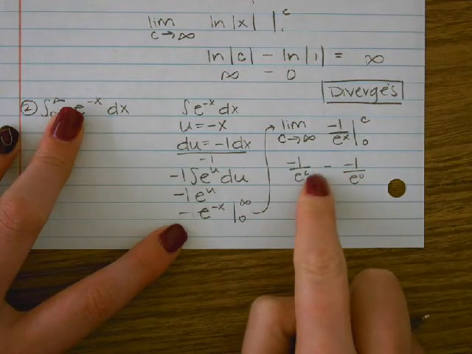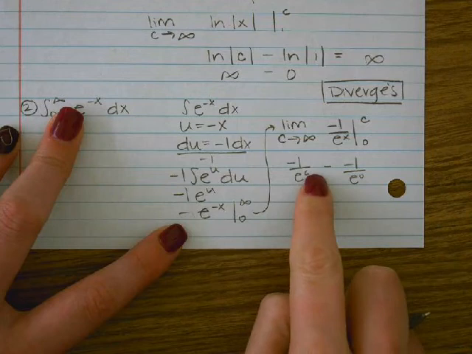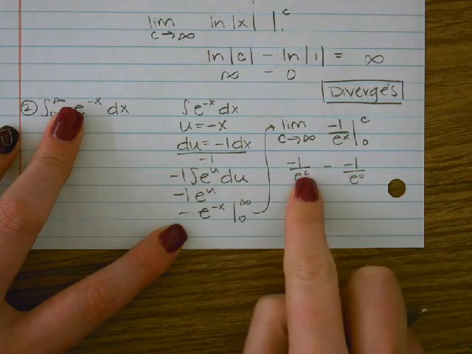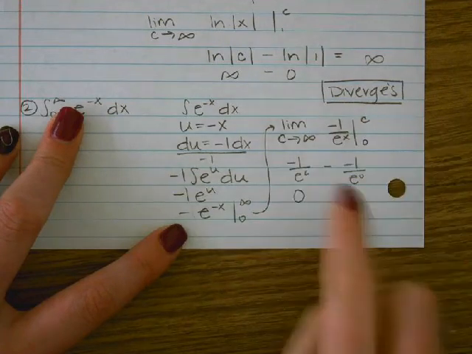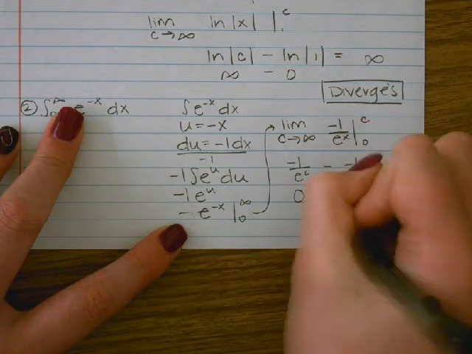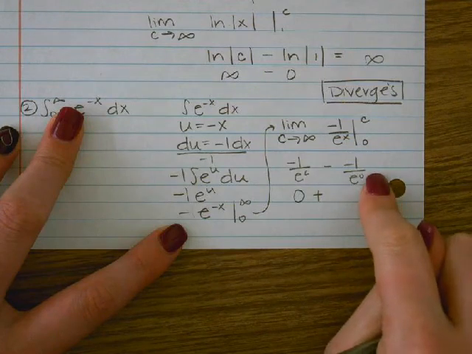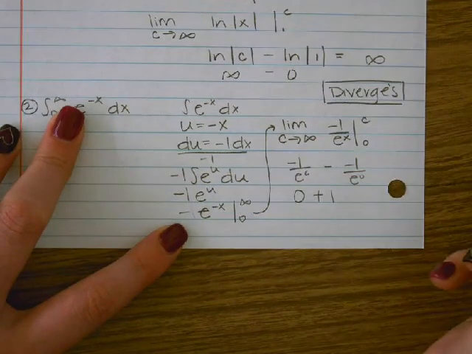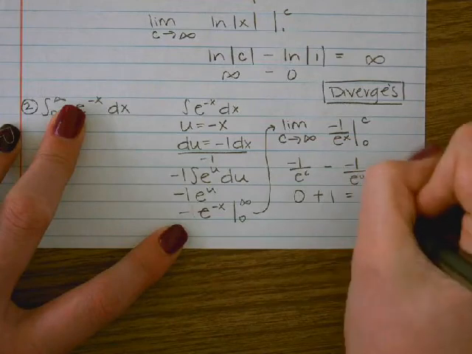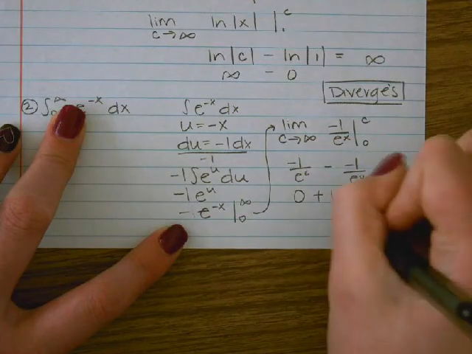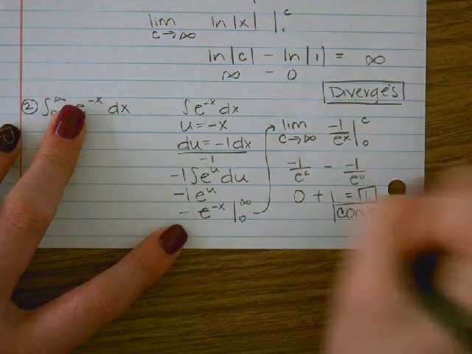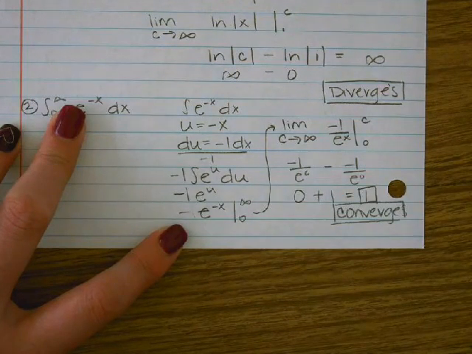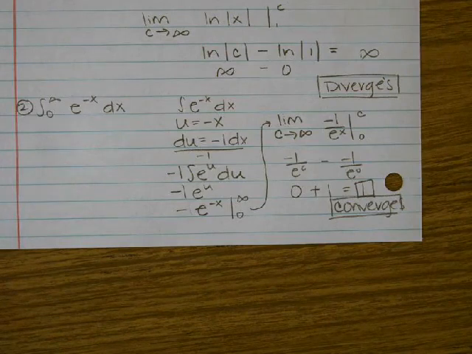So e to the c, any base raised to an exponent of infinity is going to ultimately go off to infinity. So negative 1 over infinity is 0. Minus minus makes a plus. Anything to the 0 power is 1. So this is 0 plus 1. So I know that the area underneath the curve is converging. So this converges, and it converges to 1. And we'll go ahead and do the rest of the examples in class.